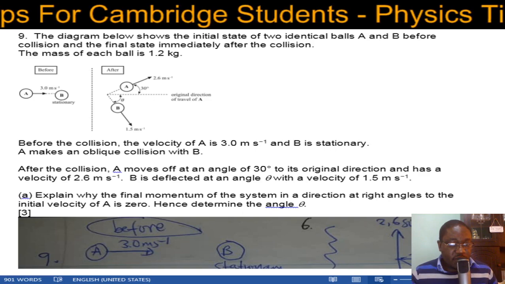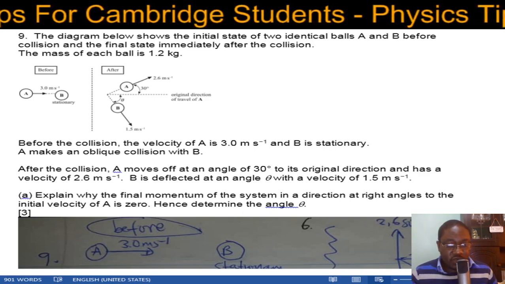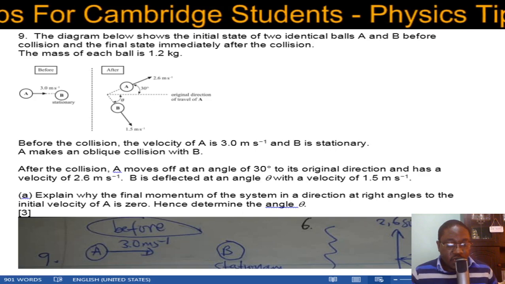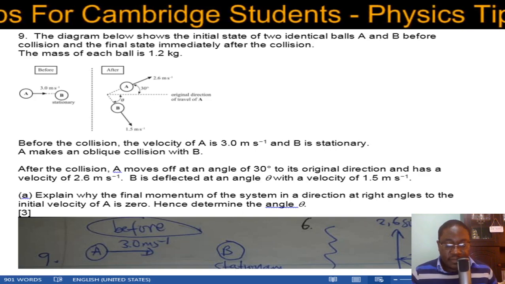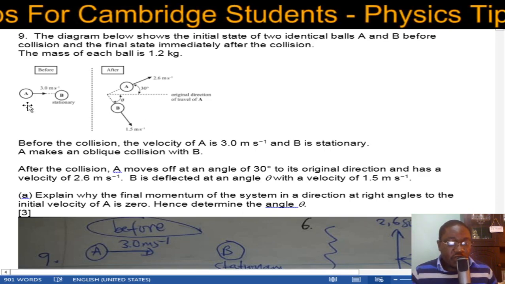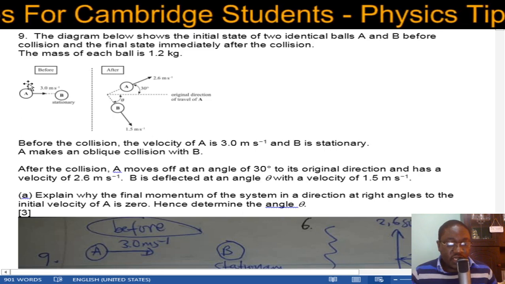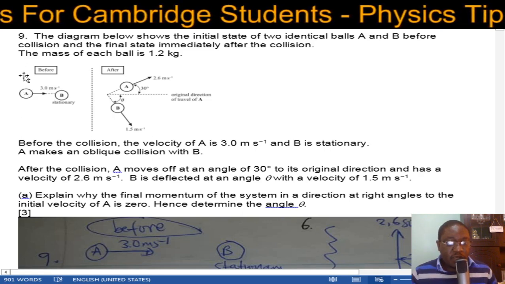A says explain why the final momentum of the system in a direction at right angles to the initial velocity of A is 0. Hence determine the angle theta. Right. So initially the ball, as you can see, is moving to the right, it's horizontal. It's not moving in the perpendicular direction.